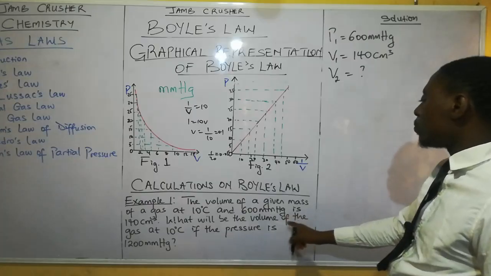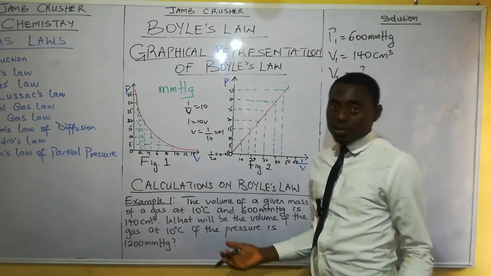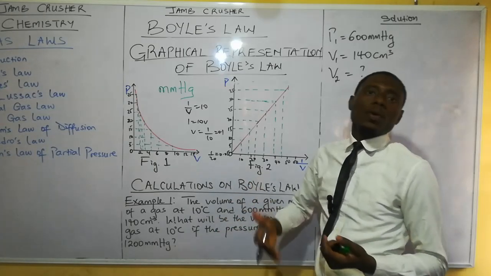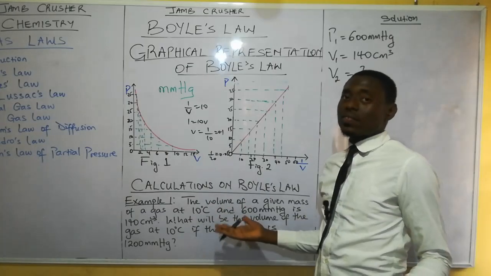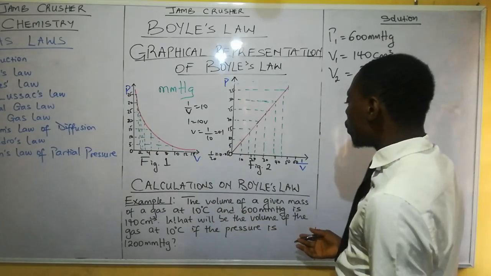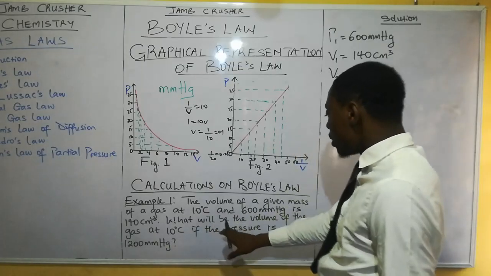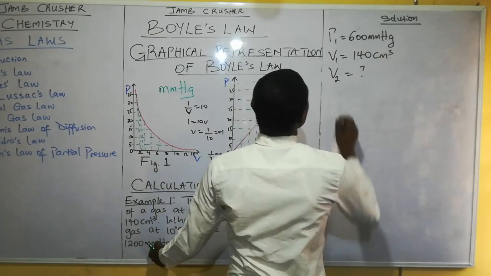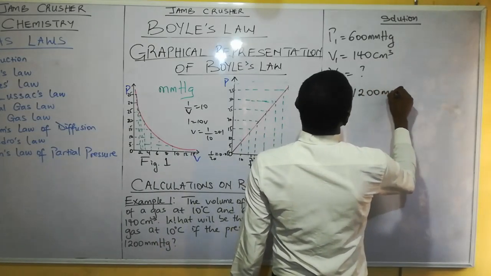What will be the volume of the gas at 10 degrees Celsius? I don't need to write the temperature. Why? Because I'm not going to use it in the formula. The formula for Boyle's law is P1 V1 is equal to P2 V2. Temperature is constant, so there's no need to pick the value of temperature. Now, what will be the volume of the gas if the pressure is 1200 millimeter of mercury? So our P2 is now 1200 millimeter of mercury.